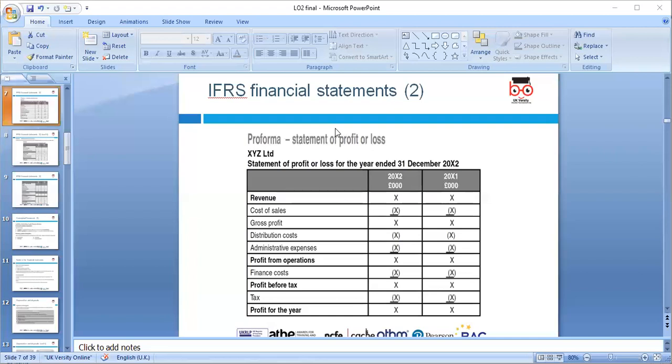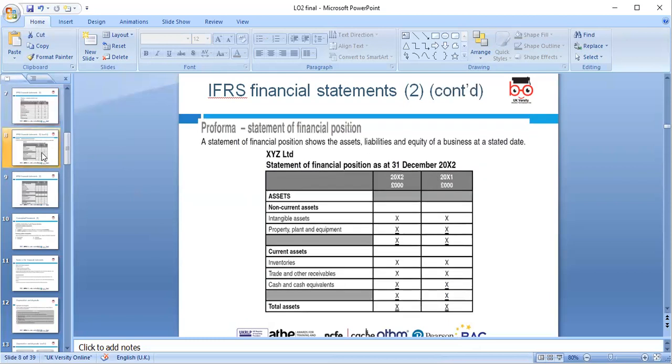Okay, then we have revenue, cost of sales, gross profit, distribution cost, finance cost, and profit for the year. So that's the way, and we can compare 2 years to see what's happened. So that's always good practice. Okay, then the statement of financial position, which we will prepare in the accounts. So that's what we need to look at.